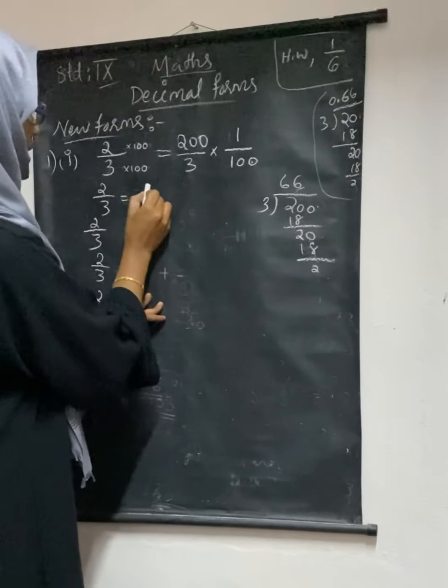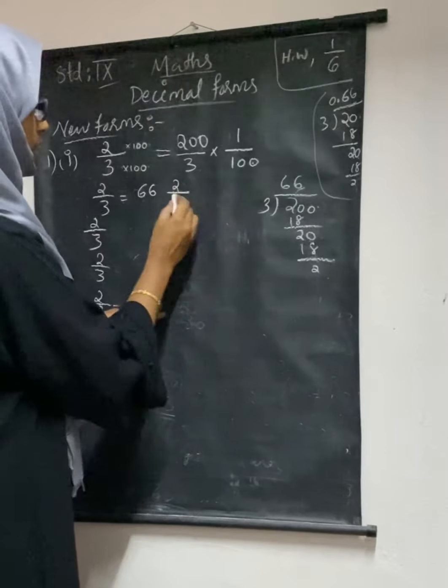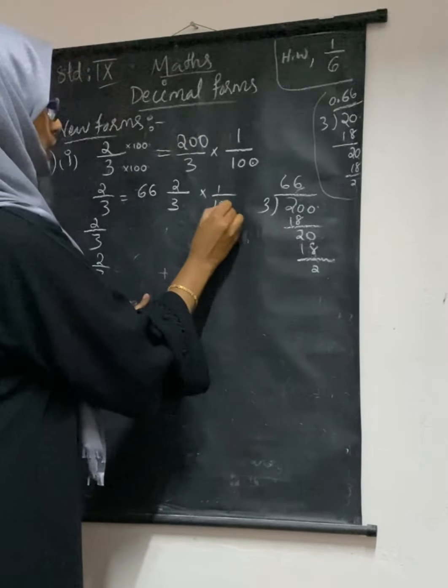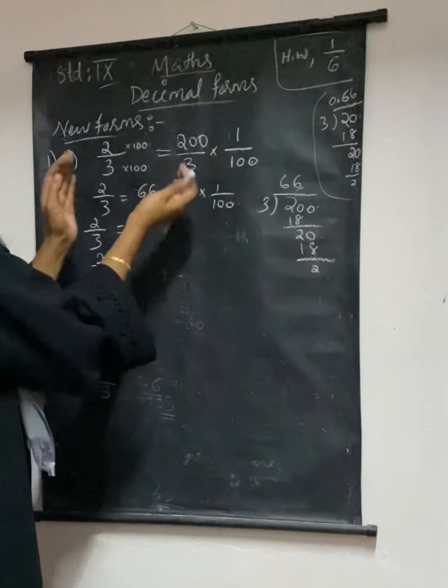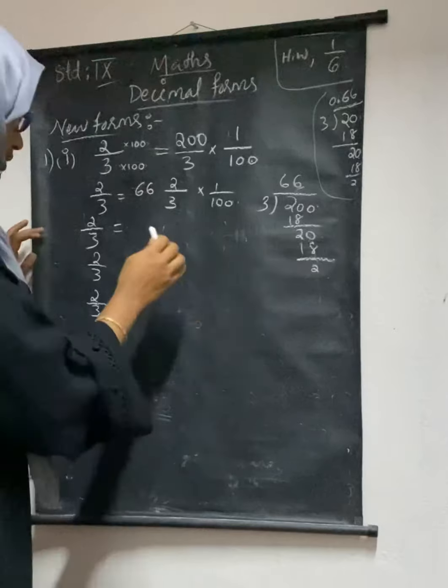So the answer will be quotient 66 and remainder 2, divisor 3. So this is the way. Now into 1 by 100. When I write, you have to write it as a plus. You have to make it shorter steps, okay? All these detailed steps are not needed.